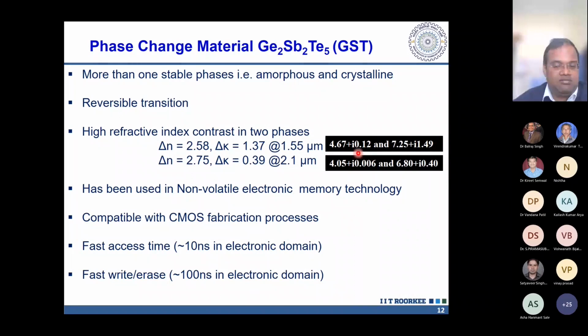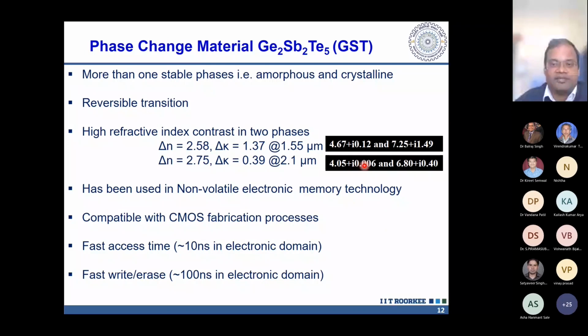And the material we are talking about, GST, Ge2Sb2Te5, has a proven track record. It has been used in non-volatile electronic memory technology for many decades. It is compatible with the CMOS fabrication process. Also, the write and access times are very fast. They can be like 10 nanoseconds and 100 nanoseconds in the electronic domain. In the optical domain, they are likely to be faster.